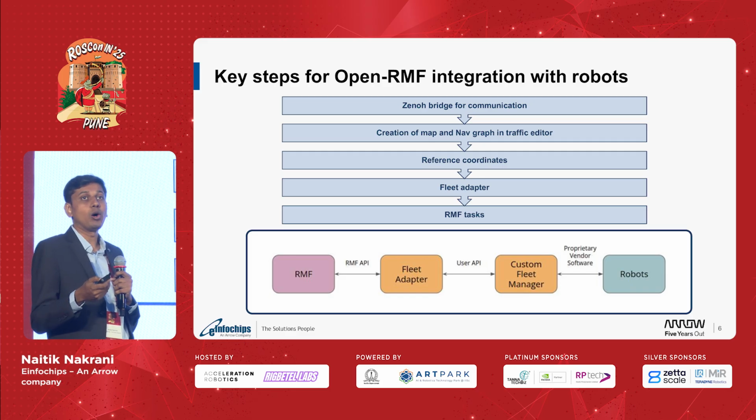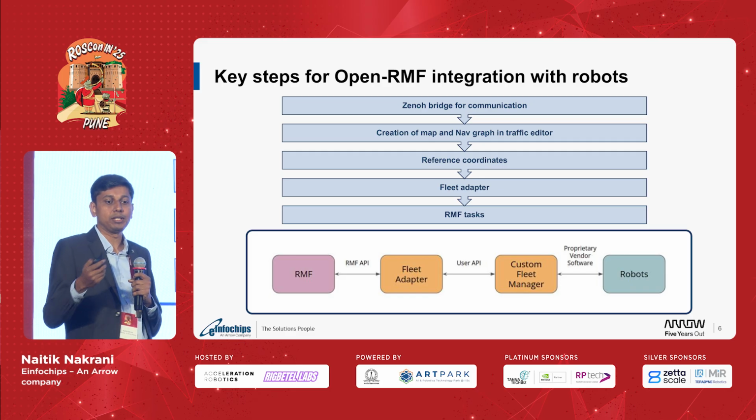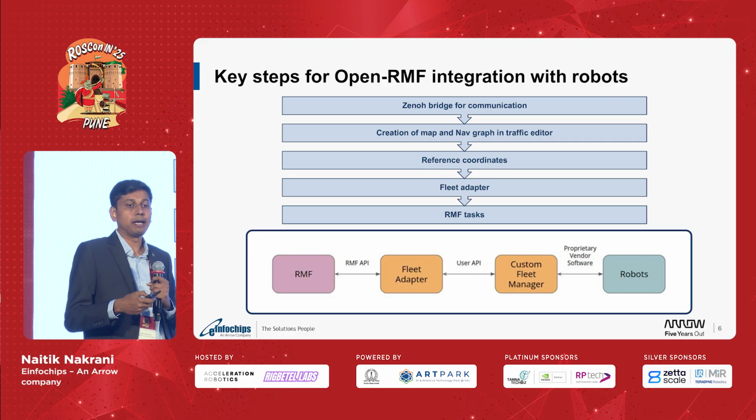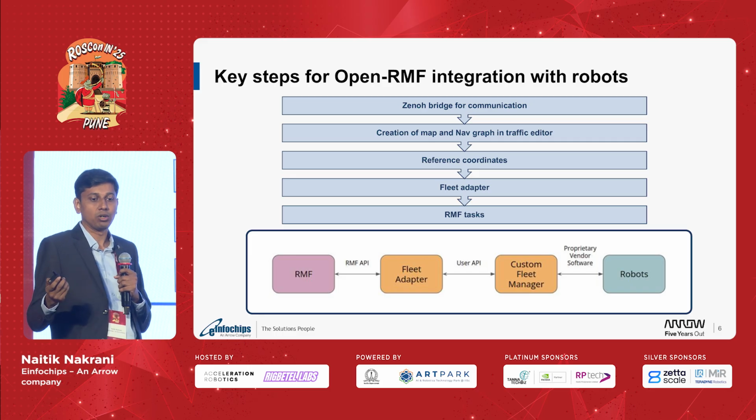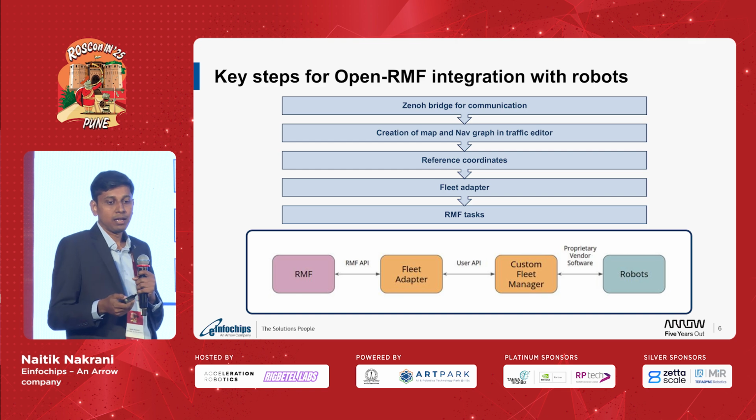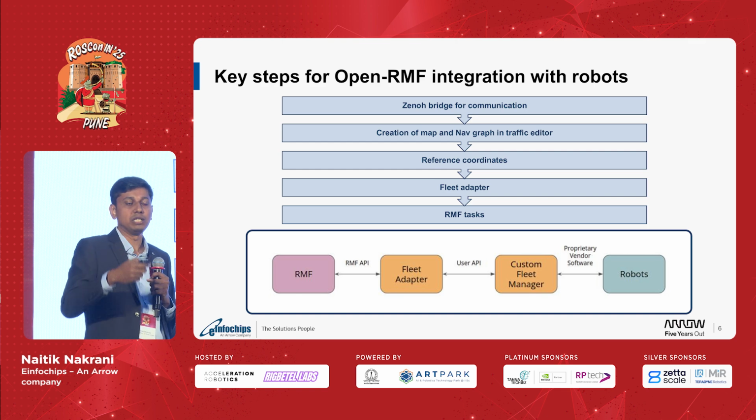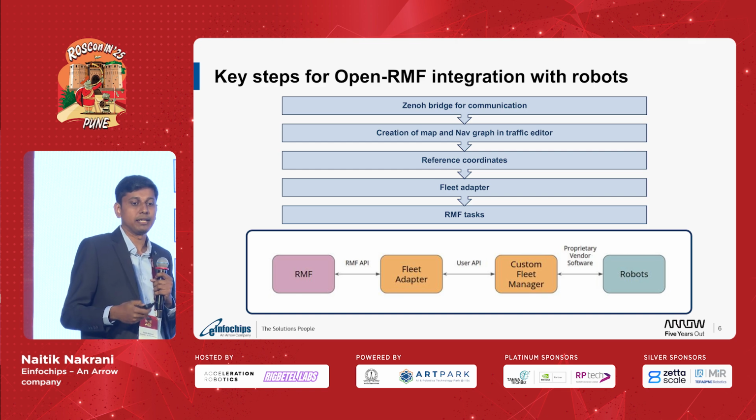there is a term called nav graph within OpenRMF. Then you might need to align your SLAM map with your OpenRMF map. And then you need to enable your fleet adapter, which actually connects your physical robots with OpenRMF. And once these many steps are done, then you can assign different tasks to your robots.